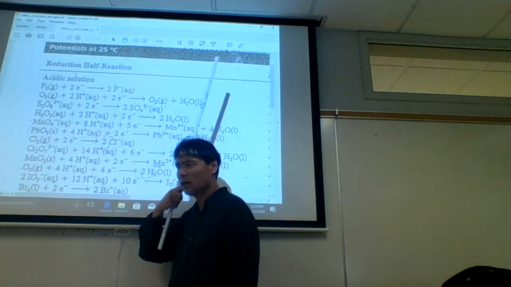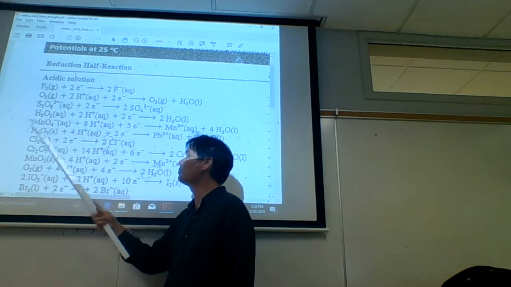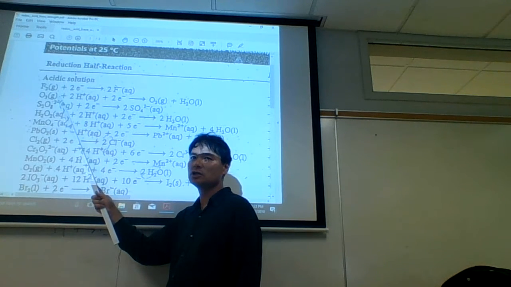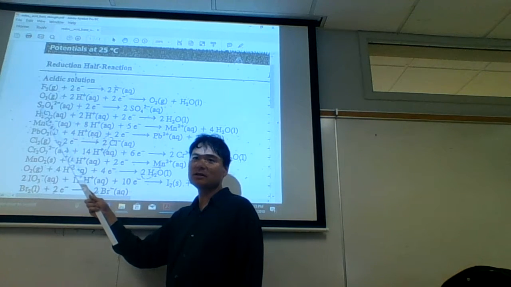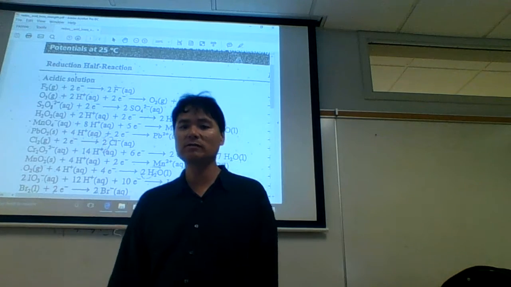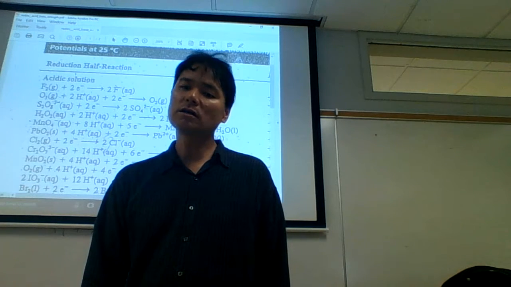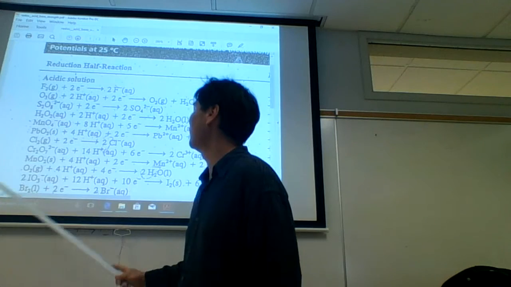Okay, I think this is where I left off. Yes, fluorine really wants electrons. Fluorine is what we call the most powerful oxidizer on this chart. And so how much does fluorine want electrons? You've got to get a feel for that. How much does fluorine want electrons? It's hard to get a feel for that, but you might relate it to something like chlorine.